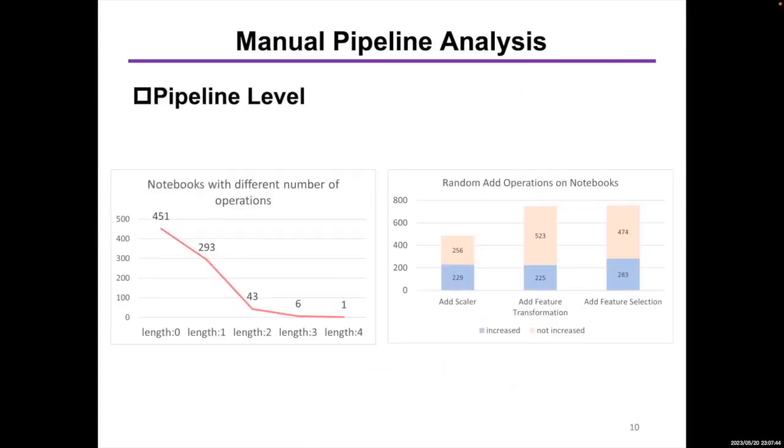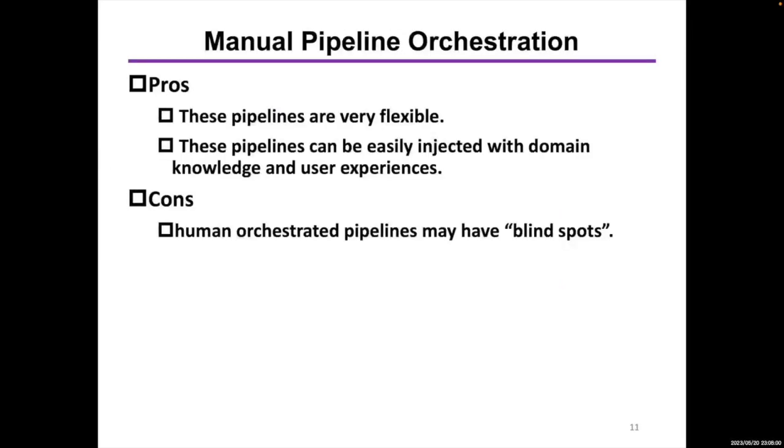We can also see that few users use data preparation operations. More than half of the pipelines have no data preparation operations, and most of the remaining ones only use one data preparation operation. So we can get the pros and the cons of manual pipeline orchestration.